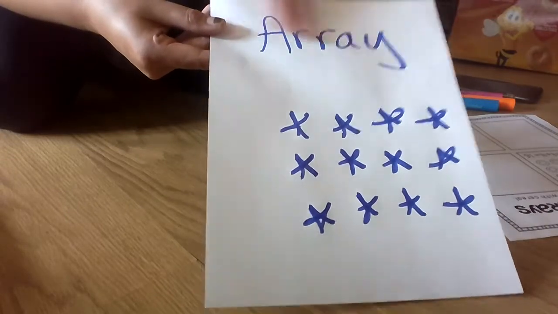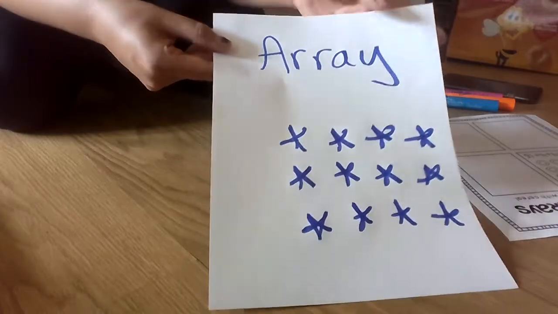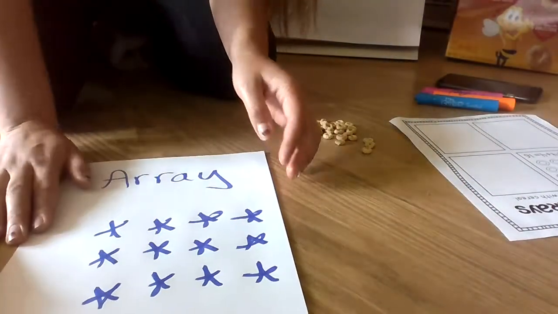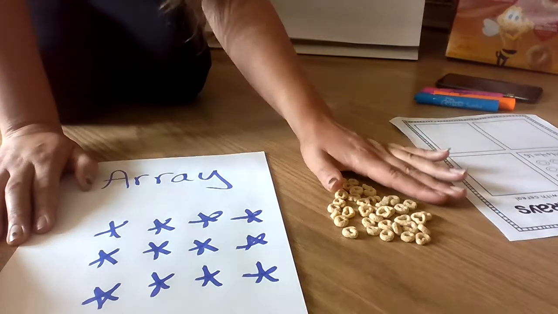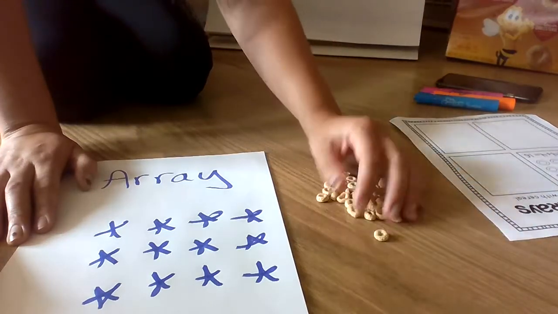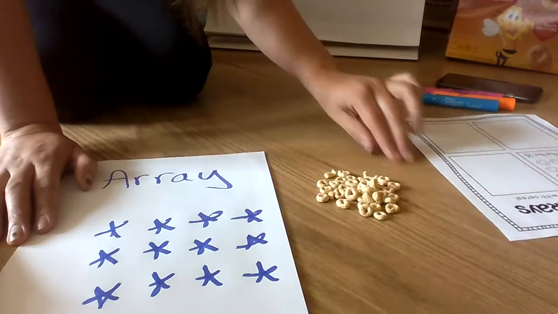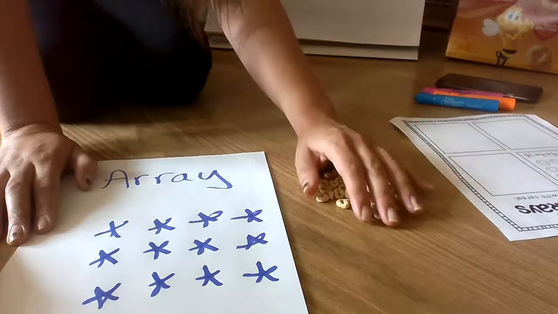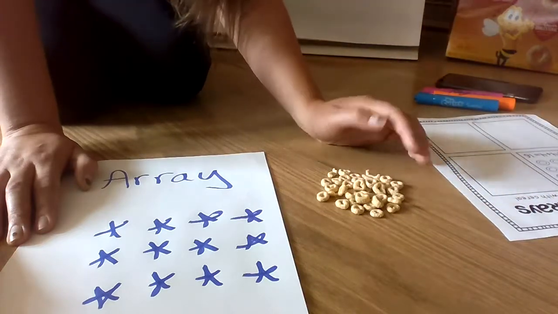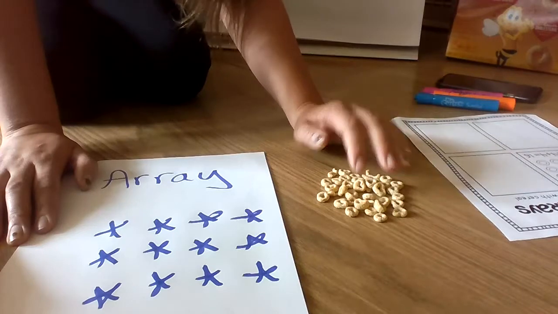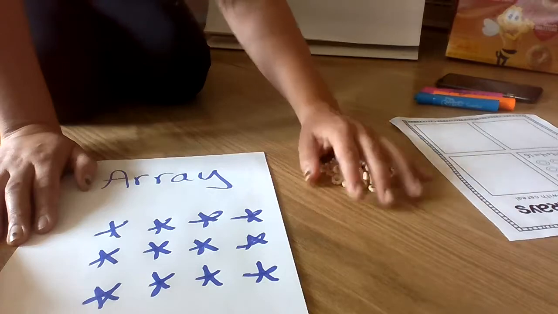So we've been talking about arrays. We're going to do a little practice at making arrays today. And what I have to practice is cereal. So here is my Cheerios that I'll be using. I chose cereal because I think it's something that a lot of people have at home, but if you do not eat cereal or your family doesn't eat cereal, you could also just use little beads or little Legos, anything that's small that you have a good number of.